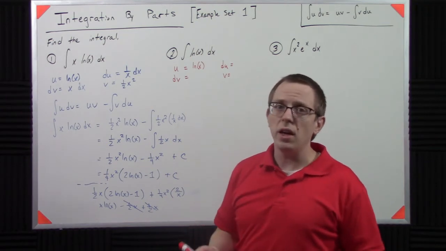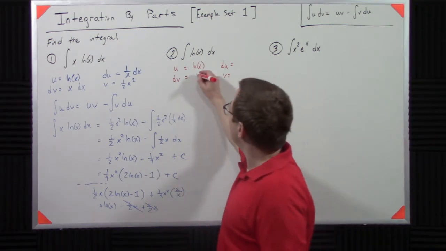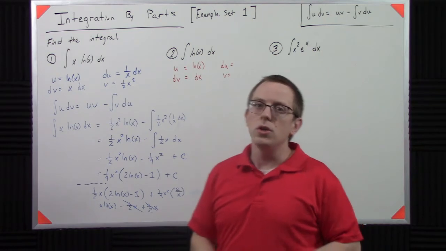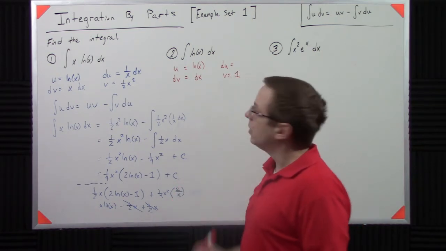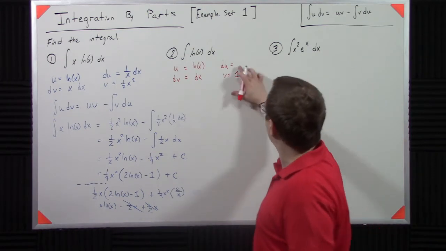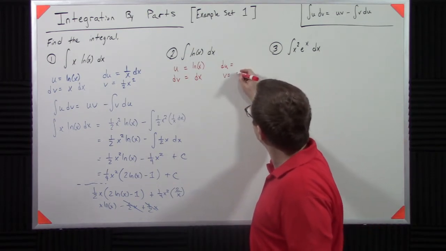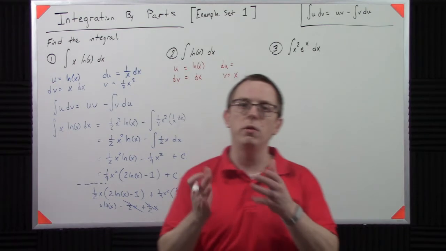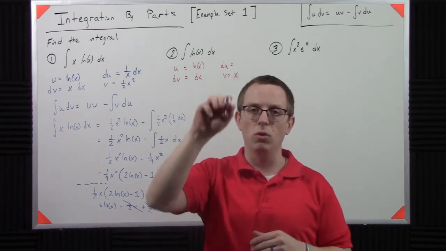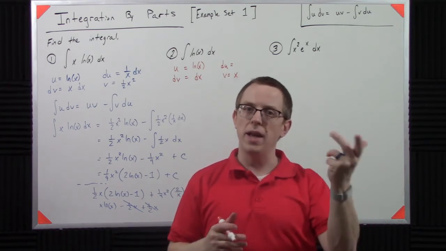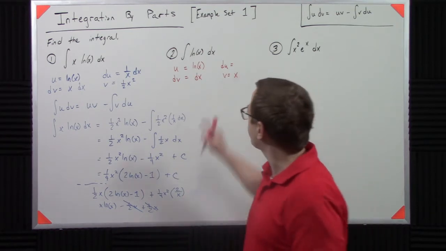So the only thing left over for dv is dx. So the antiderivative of dx is just... not 1, it's x. Right? Because the derivative of x is 1 dx. So if you had an integral of just dx, that would antiderive to x plus c.